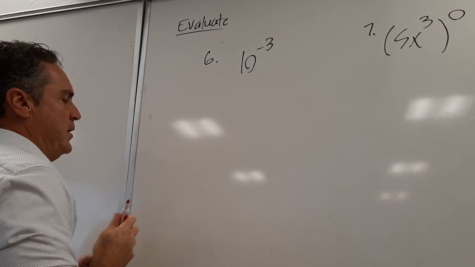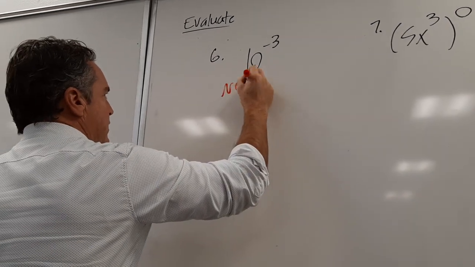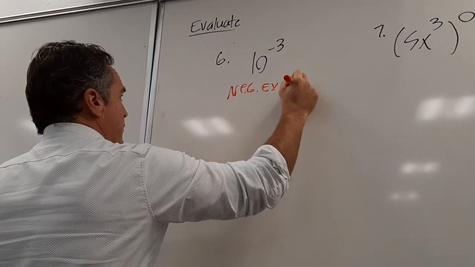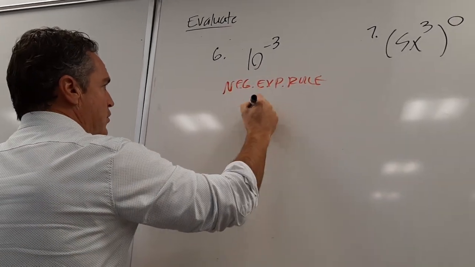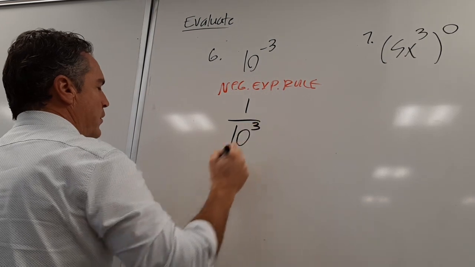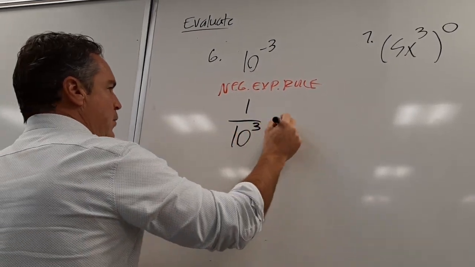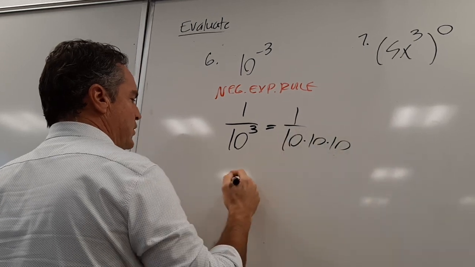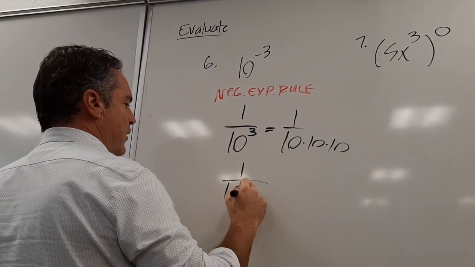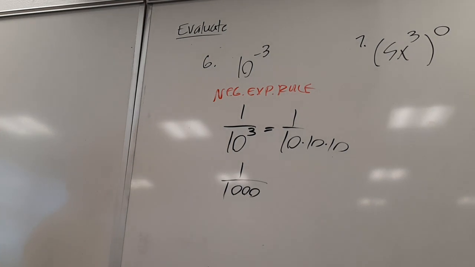So first off, we need to recognize this is indeed the negative exponent rule. Okay. And we are going to convert that to 1 over 10 to the 3rd. To evaluate that, we would have 1 over 10 times 10 times 10, which is going to be 1 over 1,000. So 1 over 1,000.